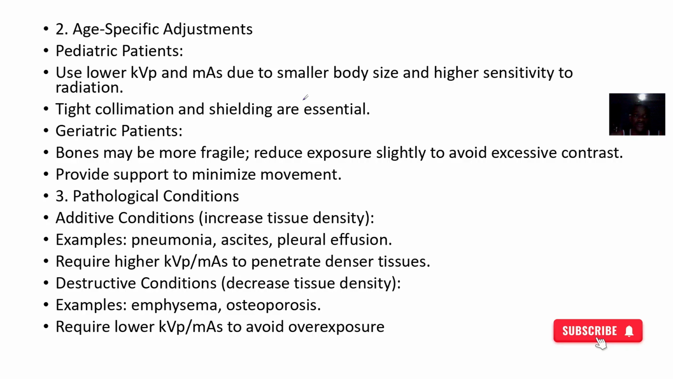So another specific adjustment is for pediatric patients. Also, the kVp will be low, mAs will be low. This is due to smaller body size and higher sensitivity to radiation. Then tight collimation and shielding are also very important here. Then for old patients, their bones may be fragile, so you also reduce the exposure, and all of that.